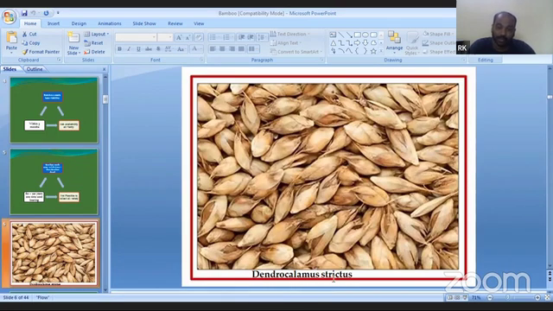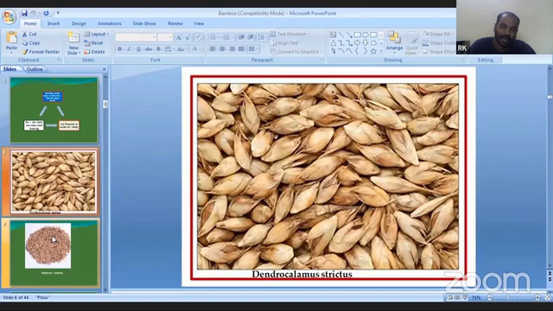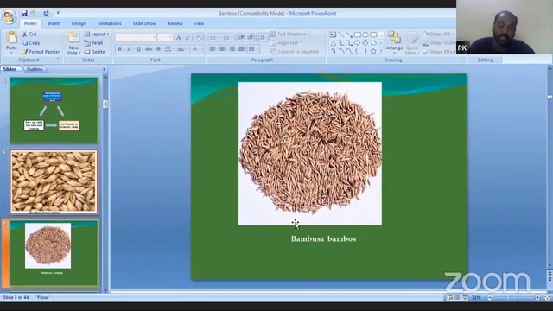That is a Dendrocalamus strictus. Another one is Bambusa bamboo. These are the most economically valuable for cultivation purposes. So these bamboo seeds are available, but they have less viability. So these two bamboo species, yes.